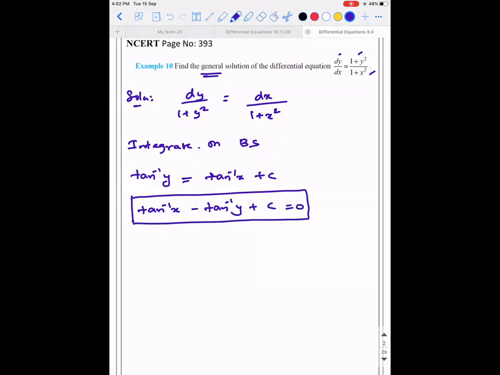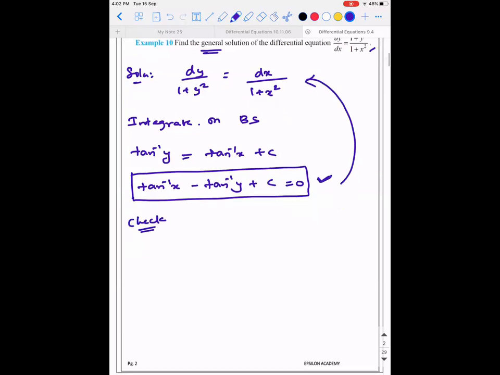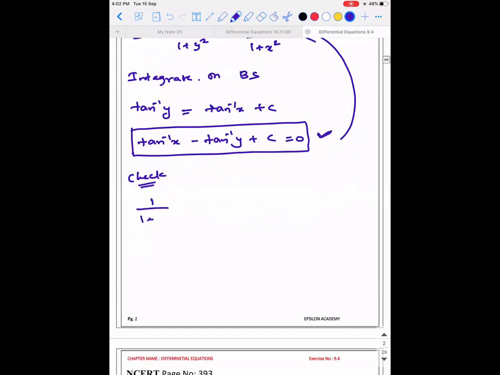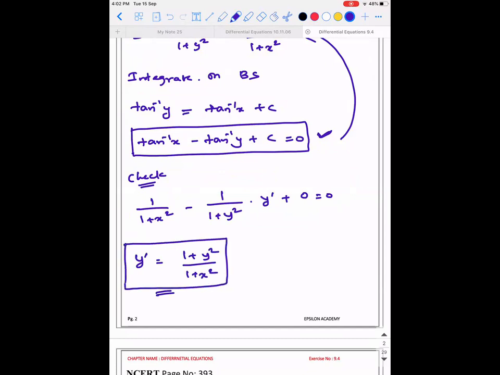So the meaning of it is, when you differentiate this expression, you will get back this thing. You can do a test and see. We can check and see. So when you differentiate tan inverse x, what do you get? 1 by 1 plus x square. When you differentiate tan inverse y, you get 1 by 1 plus y square into y dash. Plus, when you differentiate a constant, it will be 0. So y dash will be equal to 1 plus y square divided by 1 plus x square, which is the given question to us. Okay, you can do this as a testing process.